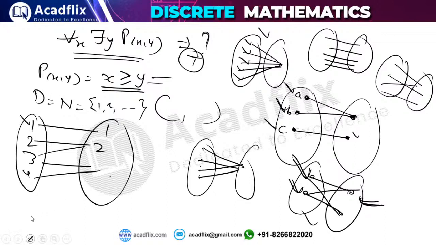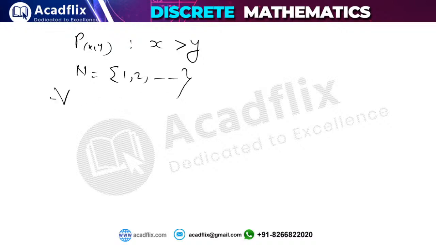Let me ask you one more question. Now the P(x,y) I am giving you is x greater than y, over the set of natural numbers. Now tell me, for all x there exists y such that P(x,y). Tell me the truth value of this.